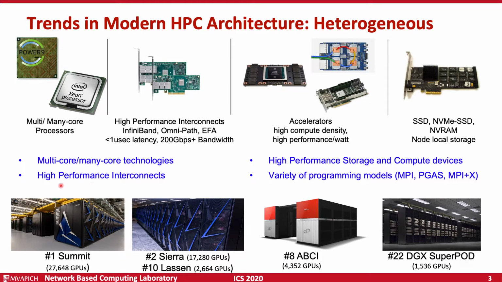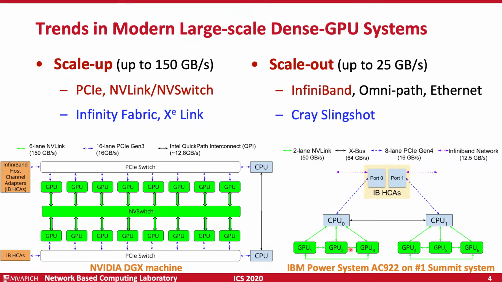And one thing I want to highlight in this slide is the supercomputers you've been seeing recently. They're all powered by the GPUs. For example, the #1 Summit system is actually powered by more than 27,000 GPUs. Same thing for like #2 Sierra, Lassen, ABCI. They're all powered by thousands of GPUs. So once you have these large scale and dense GPU systems, there are two things you need to look at. First, how we scale up.